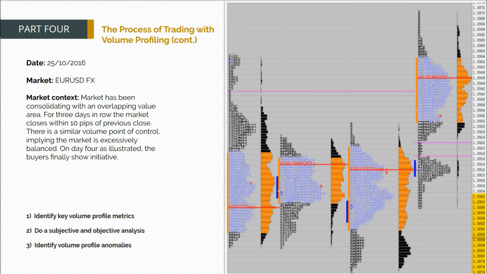Another anomaly to point out is on day 4, when we finally break out of the day 3 range, we can see an untraded or a low volume area. This is a second anomaly. The third anomaly is on day 3.